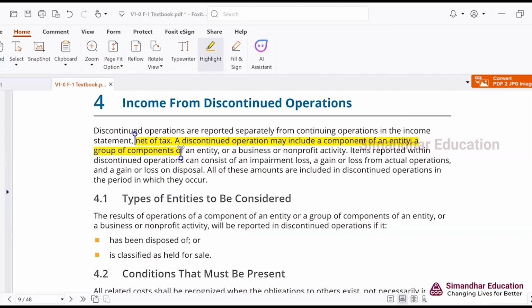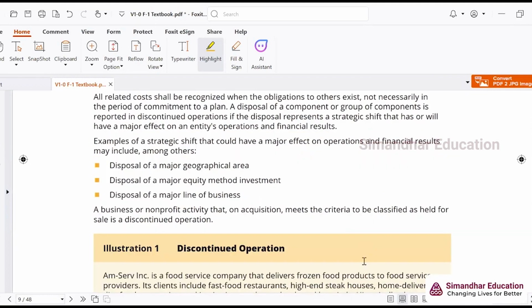The revenue and all will be disclosed separately in the notes. On the face of the income statement, you will generally disclose the net income. So it may include a group of companies, a component, or a business, or a non-profit activity. Items reported within the discontinued operation can consist of impairment loss, gain or loss from actual operations.